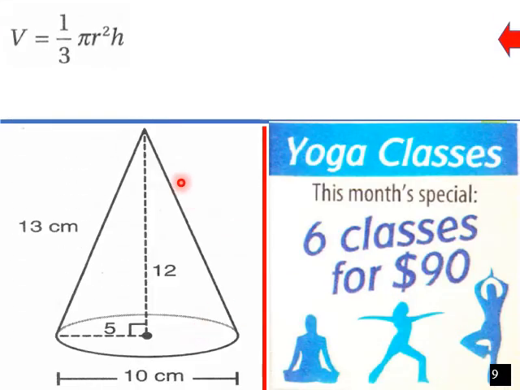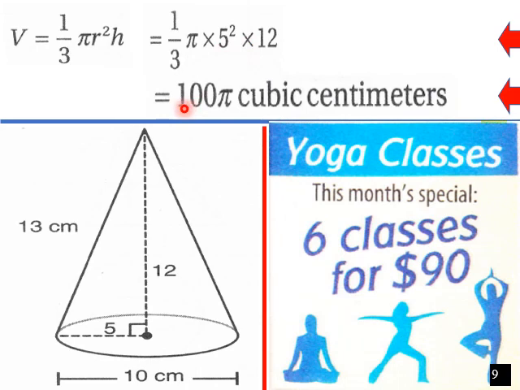To find the volume, we plug into our formula: 1/3 pi times 5 squared times 12, which would be 100 pi cubic centimeters for the volume of this right circular cone.